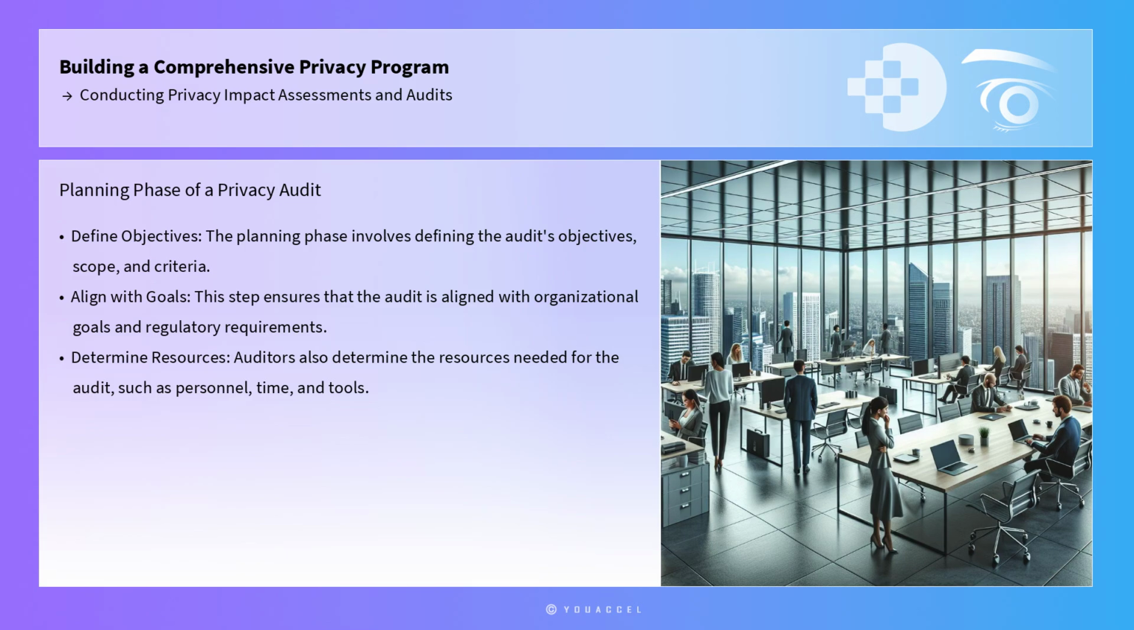The planning phase of a privacy audit involves defining the audit's objectives, scope, and criteria. This step ensures that the audit is aligned with organizational goals and regulatory requirements. For instance, if an organization operates in the European Union, the audit might focus on compliance with the General Data Protection Regulation. During this phase, auditors also determine the resources needed for the audit, such as personnel, time, and tools.